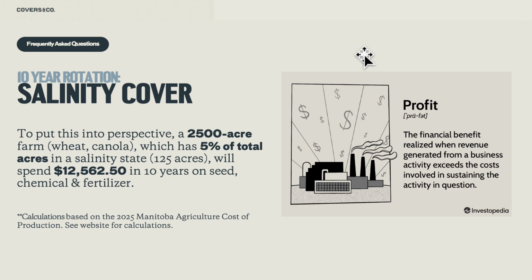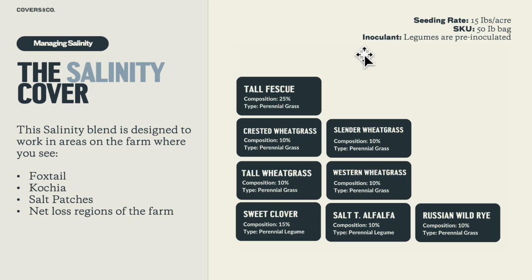So the salinity cover is developed with some species in the mix: lots of wheatgrasses that have had lots of success in salinity areas across Western Canada, a high percentage of tall fescue, as well as some legumes such as sweet clover, which we have had a ton of success with at my home farm, as well as a salt-tolerant alfalfa that just thrives in some of these environments a little bit more.